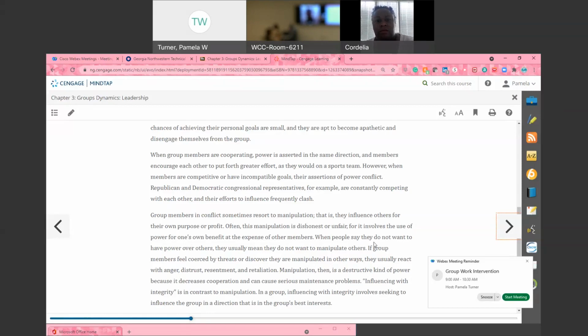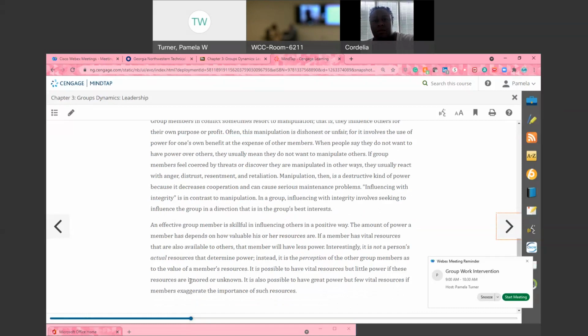Group members in conflict, again, resort to manipulation. An effective group member is skilled in influencing others in a positive way. The amount of power a member has depends on how valuable his or her resources are. So in a group setting, the goal is that we definitely want to get on the same page most of the time. However, we're going to do it in a positive way, right? I'm going to try to prove my point to you. We're going to discuss why I think he's guilty, or what the lawyer told us, or maybe this couldn't be true. So I'm not trying to exert any power over you. I'm just trying to have a conversation with you.